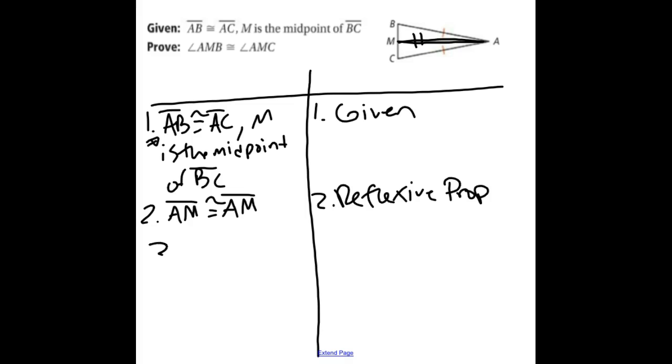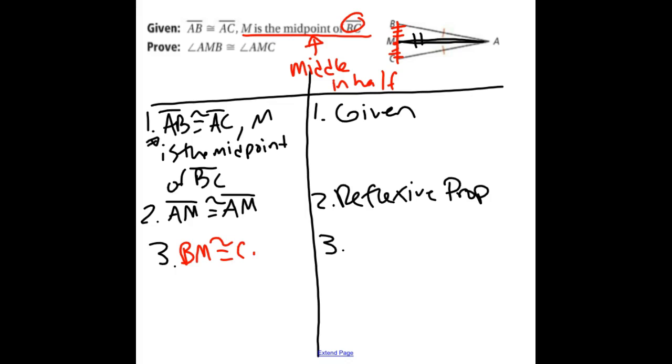Now, they give you another piece of information in the given, and what it says is that M is the midpoint. We should know by now that the midpoint is the middle. It cuts a segment in half. So if you go find BC, here's BC and M is the midpoint. That means M cuts it into two congruent parts, which means that BM is in fact congruent to CM. Your reason for that is just the definition of a midpoint.